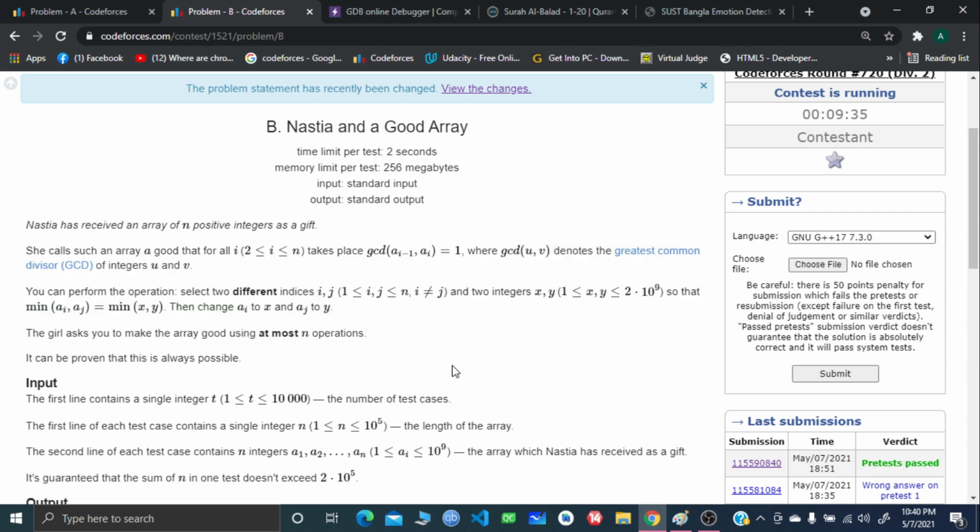In order to make the array good. Also, the operation states that you take two different indices, you take two integers of your own choice, and you can change them, like ai to x and aj to y. But there's a condition.